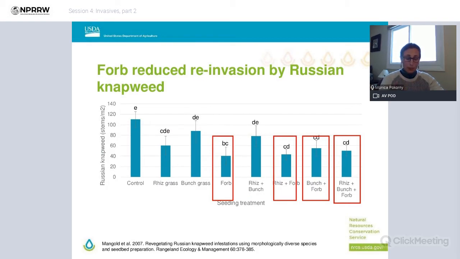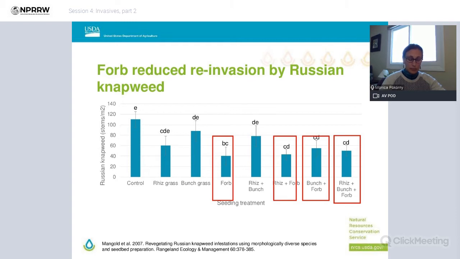And what we found in this study was that, well, first of all, these are our seeding treatments along the bottom. So we have our control, rhizomatous grasses, bunch grasses, forbs, and then the combination of those. So both grasses, rhizomatous grass and forb, bunch grass and forb, and all of them. And what they found in the study was that when forbs were seeded, they decreased the reinvasion of Russian knapweed, which is this on this side, more than if we seeded just grasses alone.